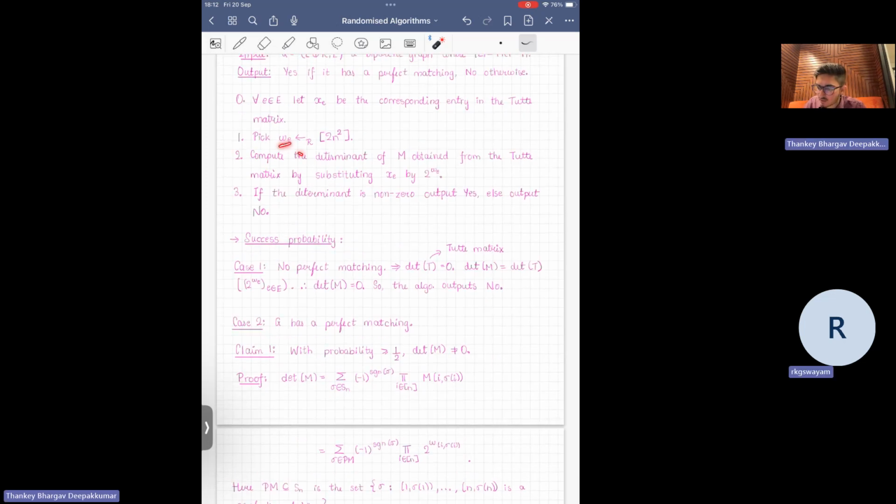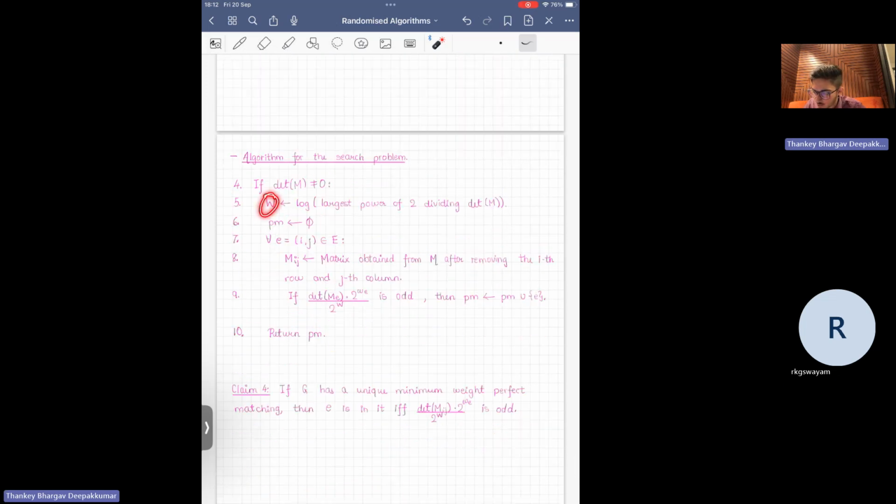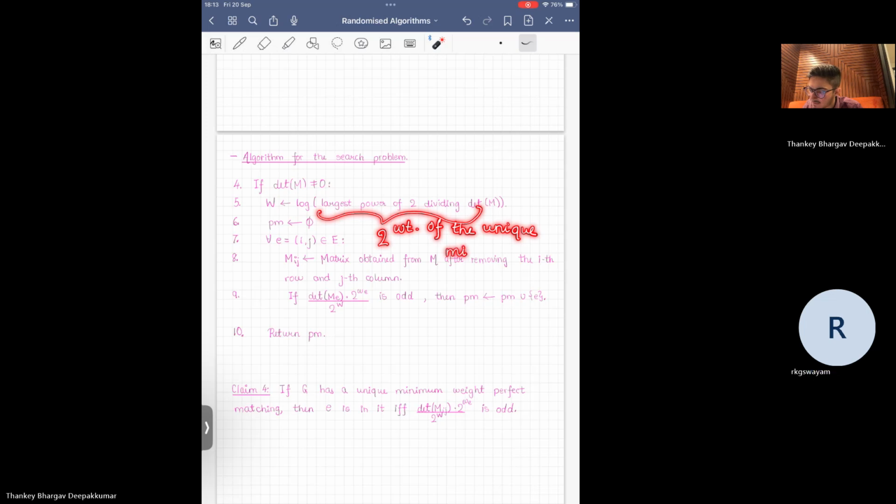These give us weights corresponding to the x's. The weight corresponding to x is 2 to the w. But over here, capital W is something different: it is the log of the largest power of 2 dividing the determinant of M. Observation 2 tells us that this is the weight of the unique minimum perfect matching. My question is, how do we find this weight of the unique minimum perfect matching? Because the log of this number is just the weight of the unique minimum perfect matching.